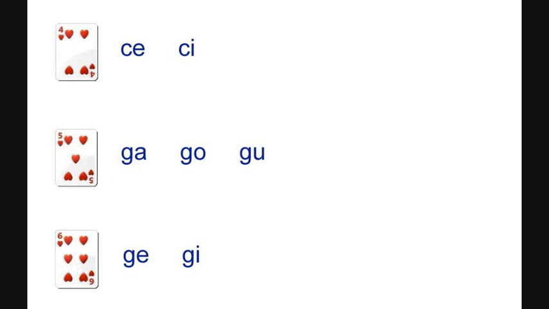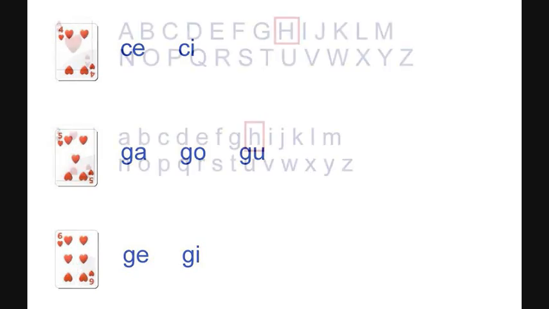If the letter G is followed by the letters E or I, it sometimes sounds like G. Look at the six of hearts. The sounds are Ge, Gi. But sometimes the letter G followed by E or I sounds like J. Look at the six of hearts again. Now the sounds are J, J. Don't worry, with practice you will get to know which sounds the letter G makes in various words.